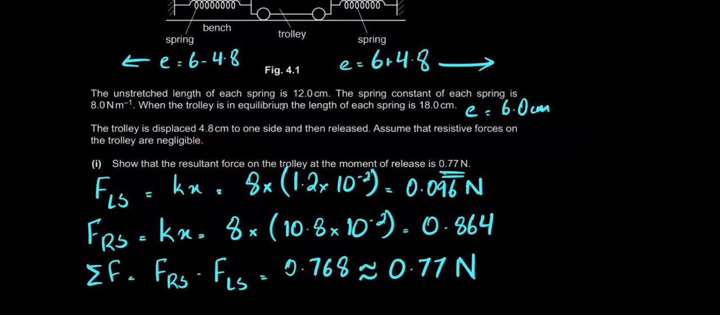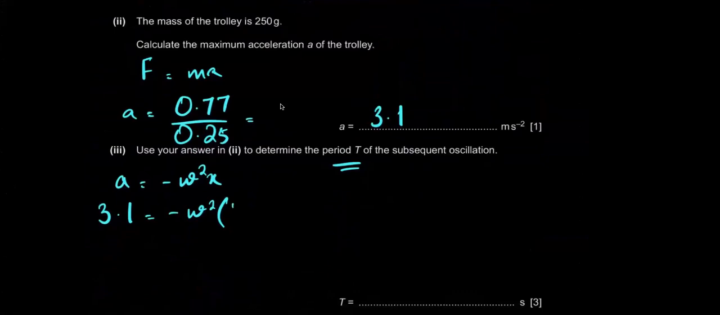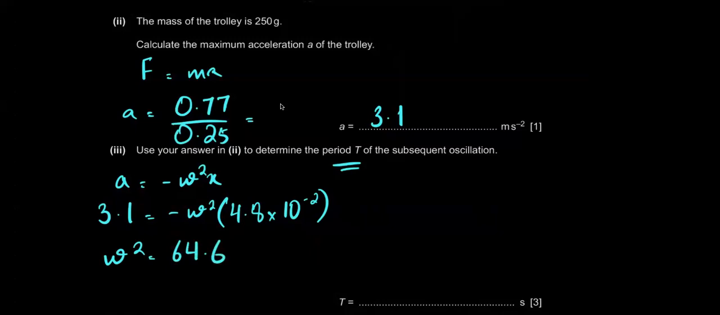So 4.8 is the amplitude. So 4.8 centimeters, right? So what I've done is, since a equals minus omega squared x, I calculated the maximum acceleration and the maximum displacement, which is also known as the amplitude, and I'm calculating omega squared from here, right? So omega squared is 3.1 upon 4.8 into 10 to the negative 2. So this turns out to be 64.58, so simply 64.6 radians per second squared.